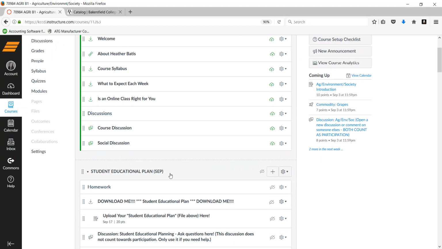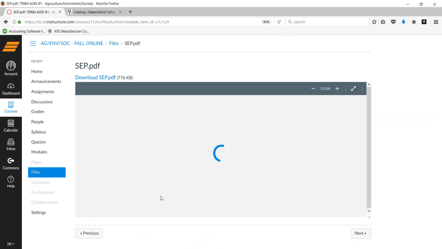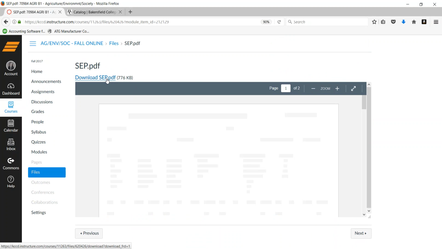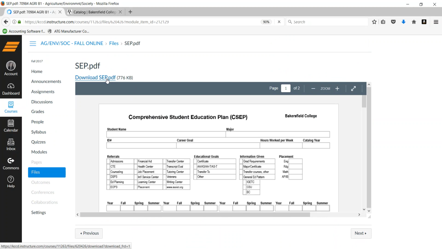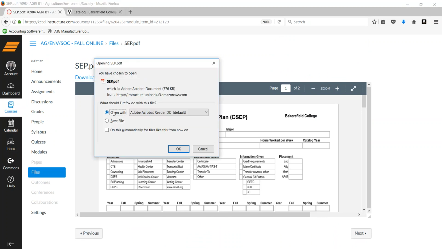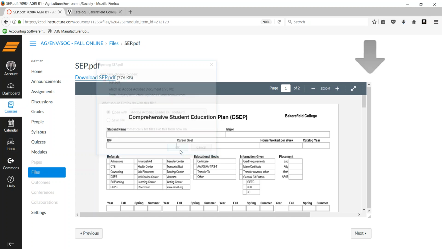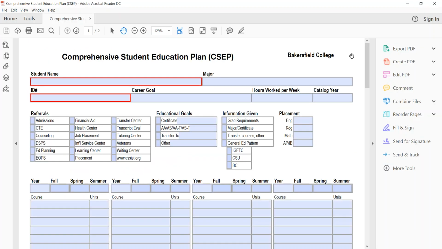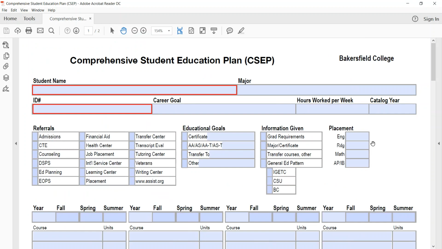So you'll notice that a new module has opened up, and the first thing I want you to do is go ahead and download your student educational PDF form that we're going to fill out. And this form is really crucial because it's going to be your roadmap for your time here at Bakersfield College, and it's going to outline all of the classes that you're going to need to take in order to graduate with either your general education done or maybe to transfer to a four-year university.